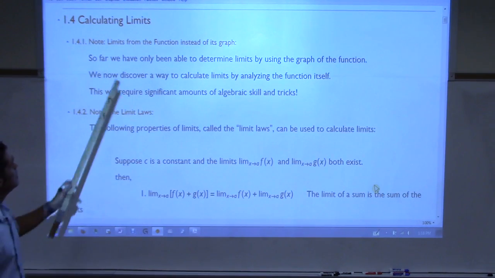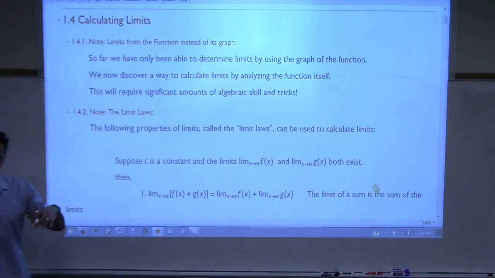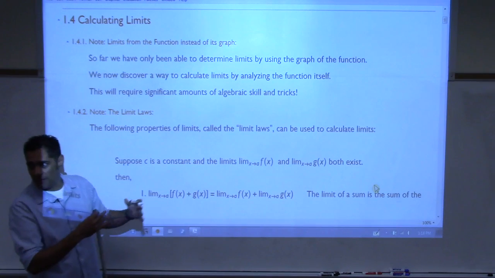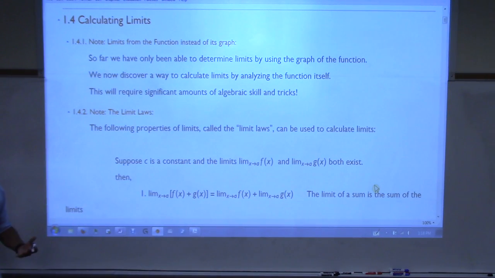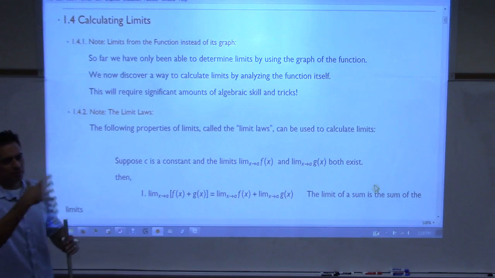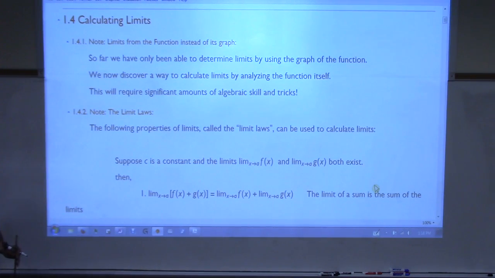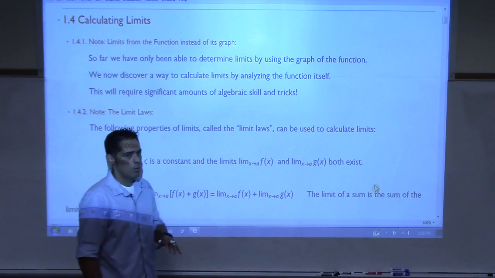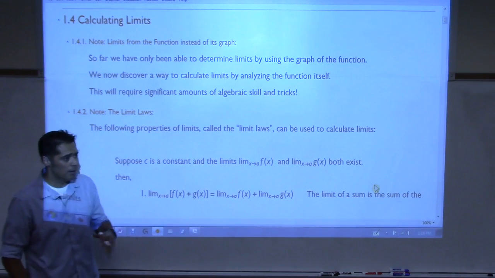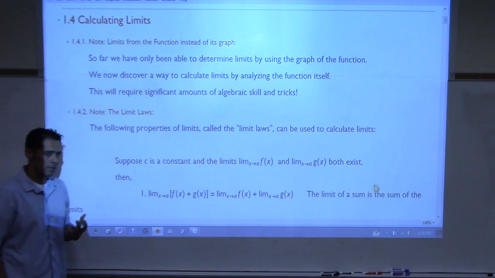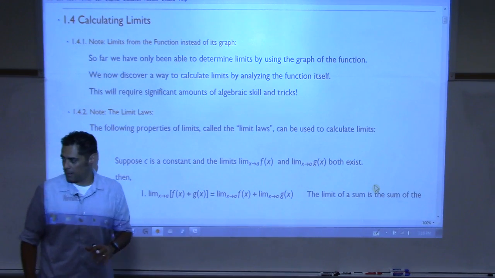All right. Okay, so today is about calculating limits. Everything we've done up to this point, last class, was all graphical. I show you a picture of a function, we talk about limits from left and right, and then towards the end, I gave you some limits and some conditions and we drew the graph. So everything was visual.